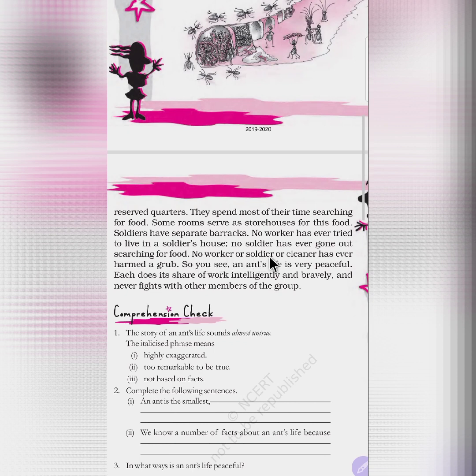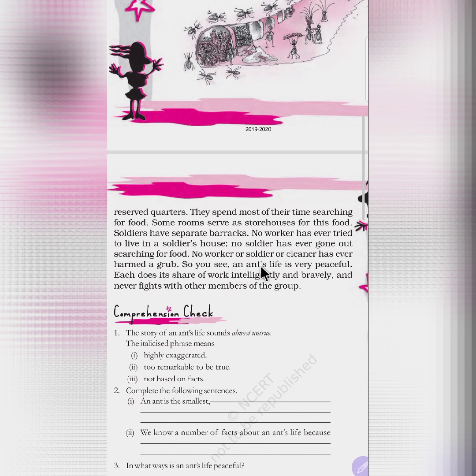No workers or soldiers or cleaners has ever harmed a grub. As we have already discussed that grub is a baby ant. Now we came to know that there is another profession, that is cleaner. First one was worker, soldier, third one is cleaner. Has ever harmed a grub, means that no soldier and worker and cleaner, they do not harm the little grubs.